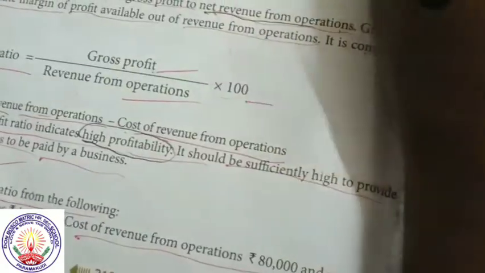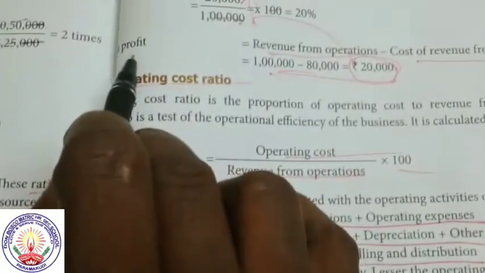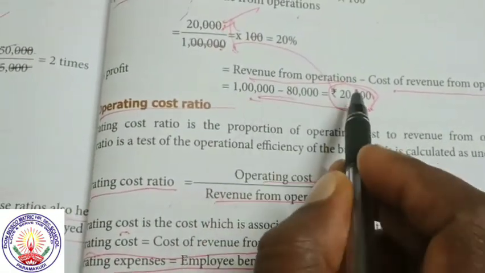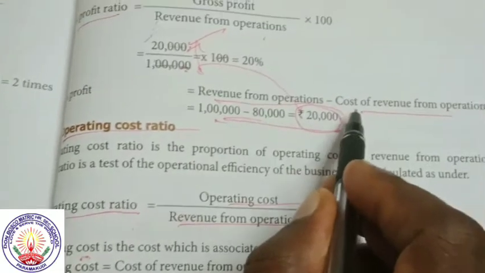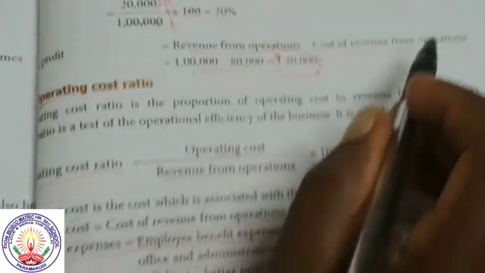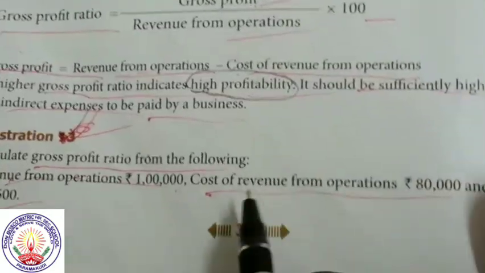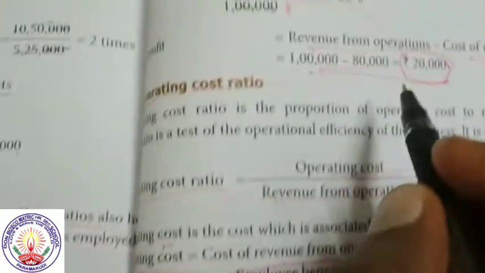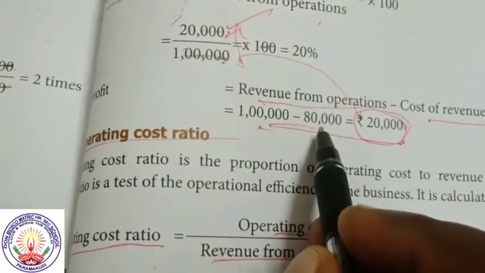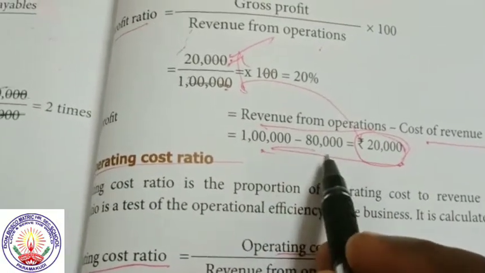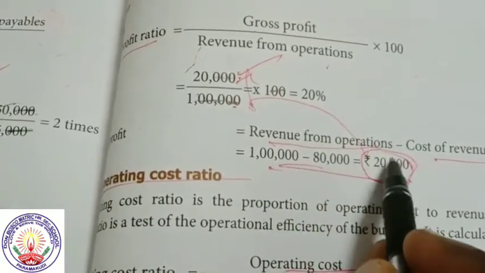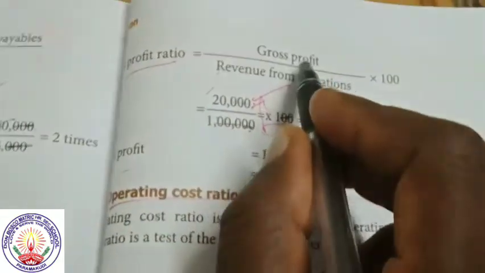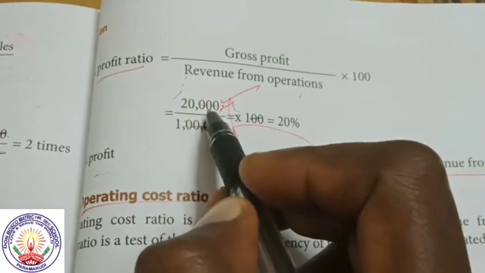Next, minus cost of revenue from operation. You see in the question, cost of revenue from operation is rupees 80,000. So subtract 80,000: 1 lakh minus 80,000, the answer is 20,000. This is the gross profit.